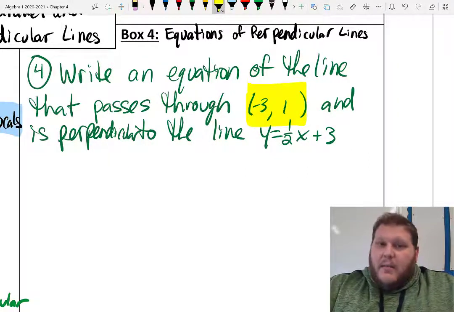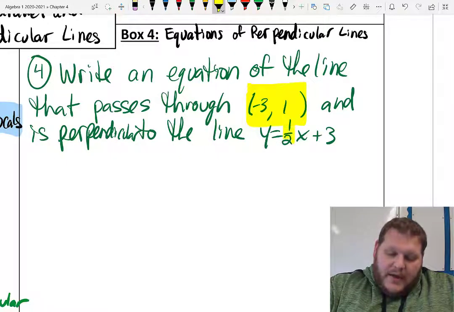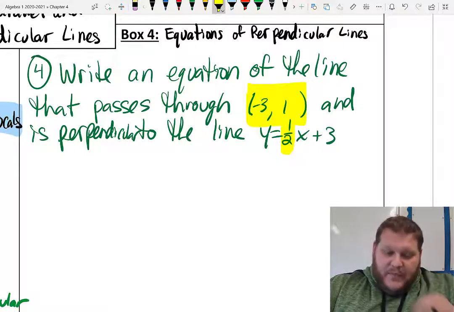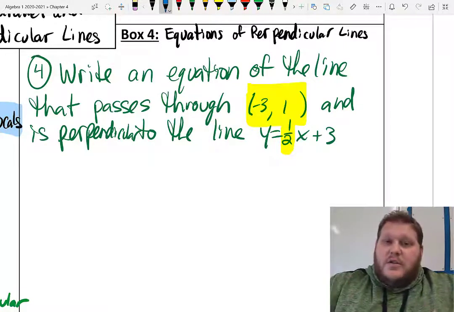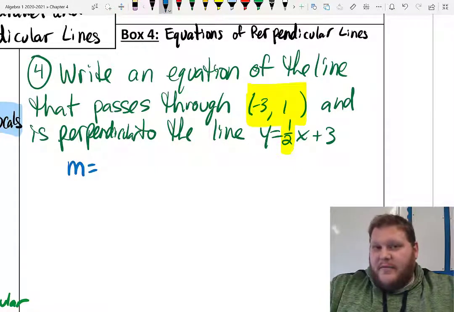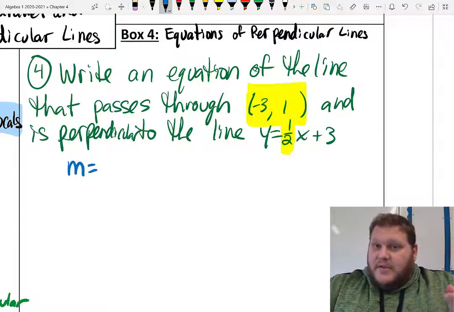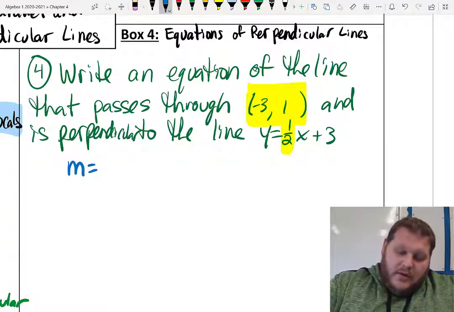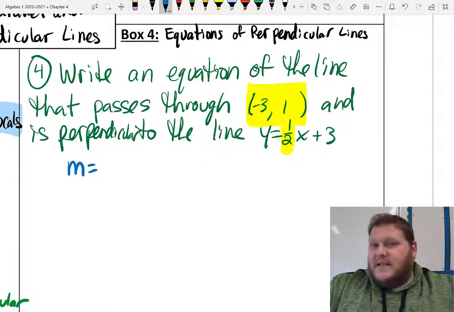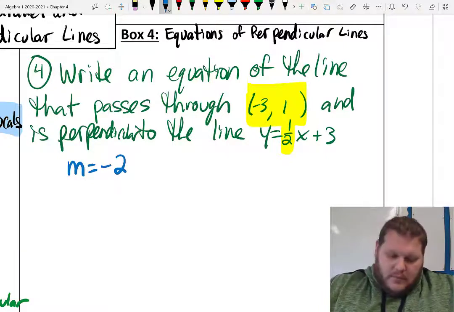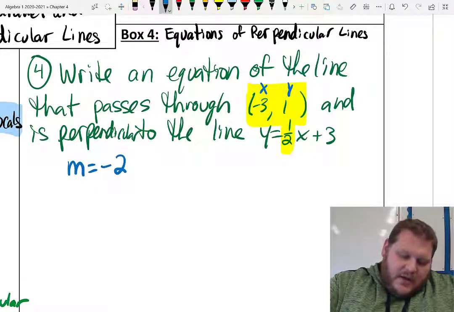But instead of being parallel to our given equation, we want to be perpendicular to y equals 1/2 x plus 3. So now, when I extract that information, my given line had a slope of positive 1/2. So I have to do the negative reciprocal, the opposite reciprocal, to find the slope of the perpendicular line. The negative reciprocal of positive 1 over 2 would be negative 2 over 1, or negative 2. I still have my x and y value here. X was -3, y is positive 1.